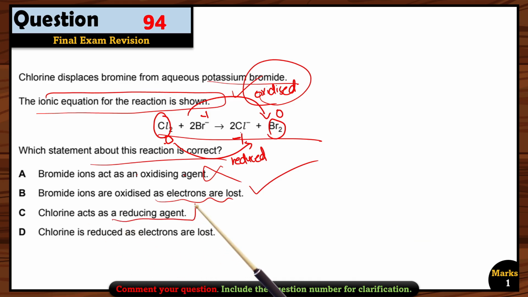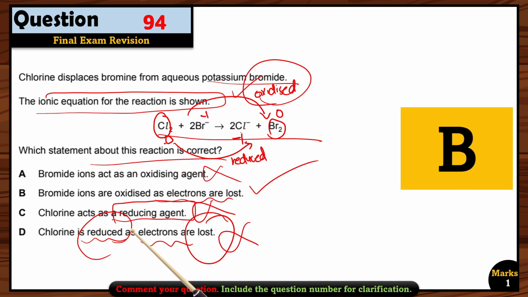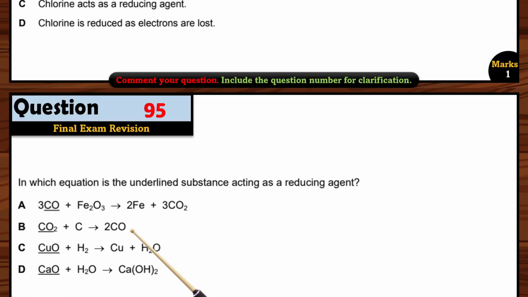Chlorine acts as a reducing agent. Again, wrong. Chlorine is reduced, so it means it acts as an oxidizing agent. The oxidizing agent's job is different, right? So if anything is reduced, it means it is actually the oxidizing agent. If anything is oxidized, then it means it's actually a reducing agent. So the agent is opposite of what is actually happening to that compound. So chlorine is actually the oxidizing agent. So this option is wrong. Chlorine is reduced, yes, as electrons are lost. Wrong. Electrons are gained. Whenever there is reduction, there is a gain of electrons. So only option B is the right option over here.